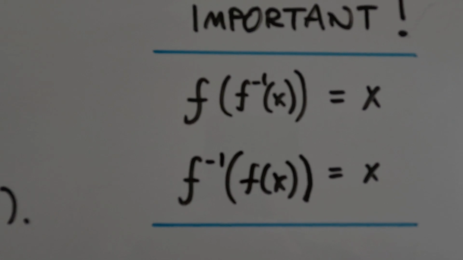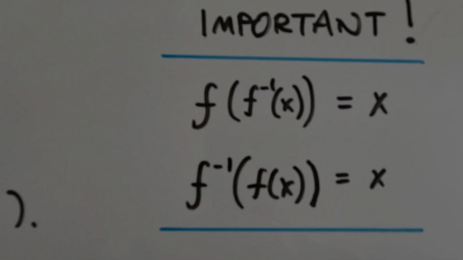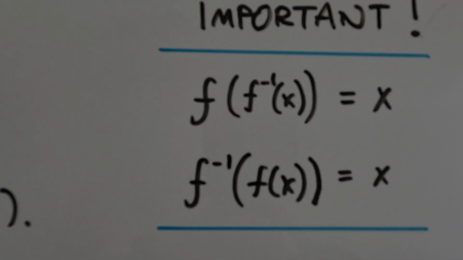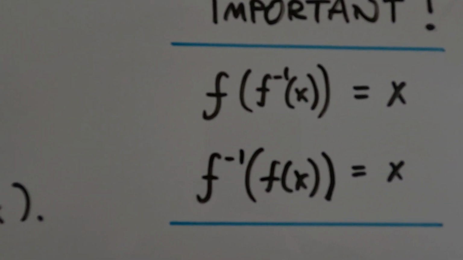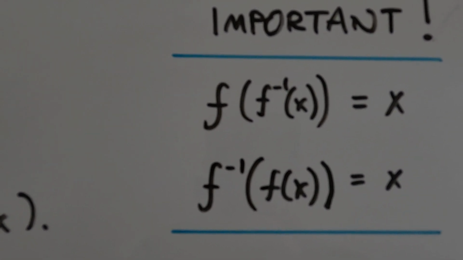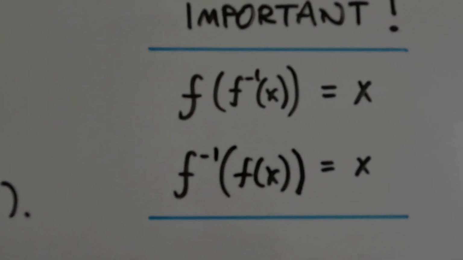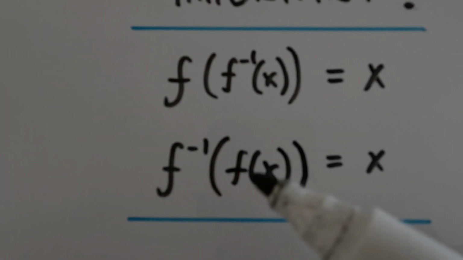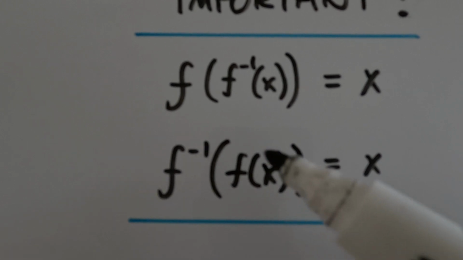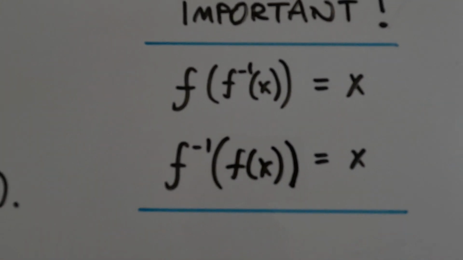Basically all this is saying is that for any function f, when you apply f to a number x, a variable x, then to get back to x, you need to apply the inverse function, f minus 1 of x. So we have f of x, we want to get back to x, so we need to apply f minus 1 of x.